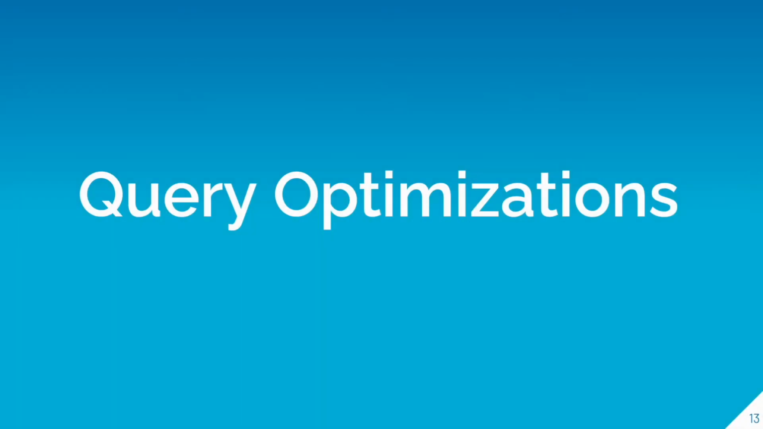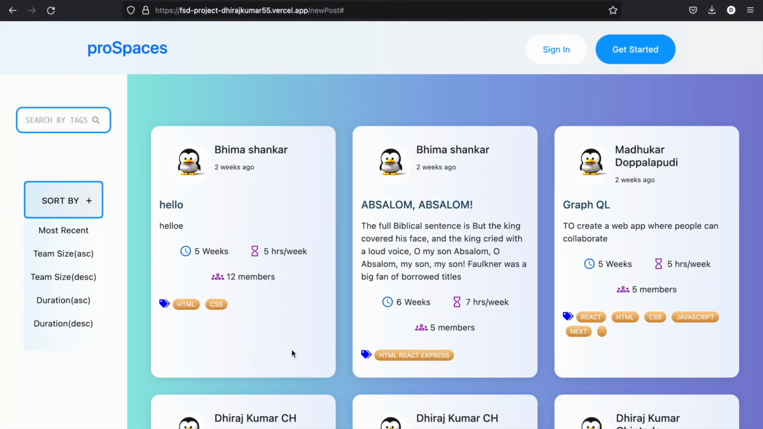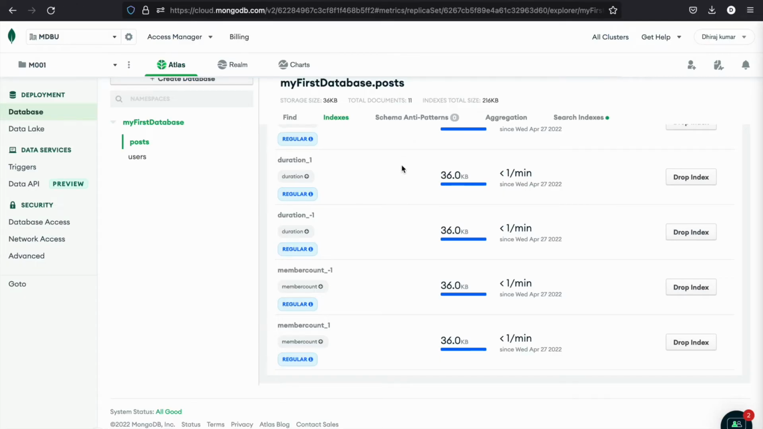Query optimizations. Now, when coming to query optimizations, query optimization is very essential because we need to optimize the performance of databases. It does so by minimizing the number of disk accesses required when a query is being processed. So coming to MongoDB, it uses specialized data structures like B-trees, which are used to store some information related to the documents present inside the collection. Let me show you how we did the query optimization by indexing.